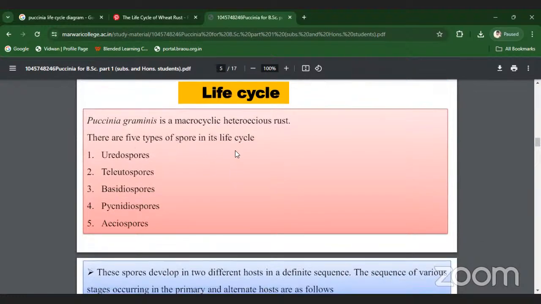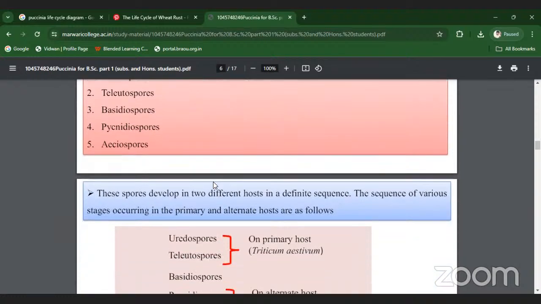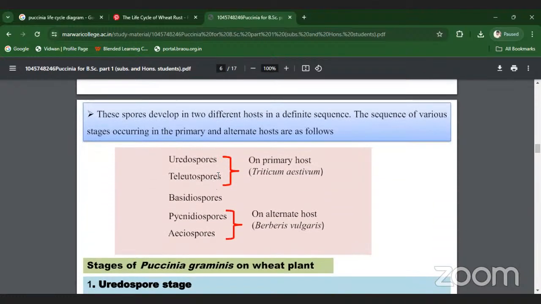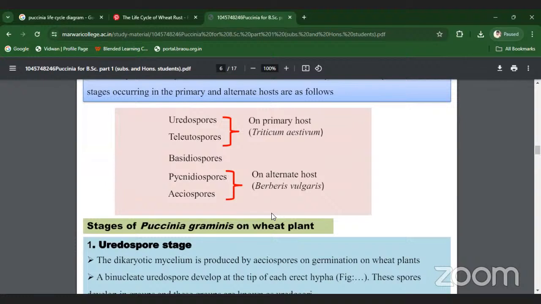There are 5 types of spores in the life cycle. The first is urediniospore. Second, teliospore. Third, basidiospore. Fourth, pycniospore. And fifth, aeciospore. Remember, first the urediniospores and teliospores are on the primary host, Triticum. And basidiospores are formed neither on wheat nor on barberry. The basidiospores are formed in the crop field soil, only soil. Pycnia and aecia both are formed on the barberry.